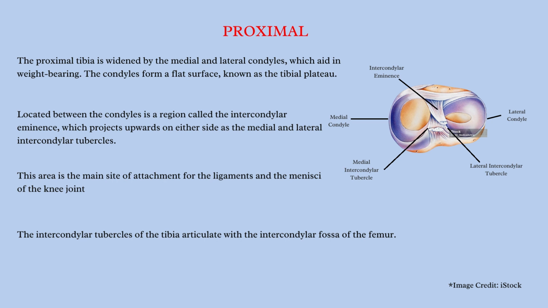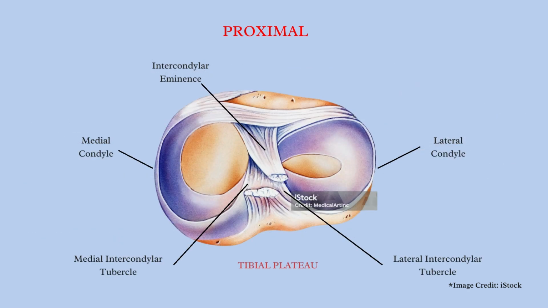Located between the condyles is a region called the intercondylar eminence, which projects upwards on either side as the medial and lateral intercondylar tubercles. This area is the main site of attachment for ligaments and the menisci of the knee joint. The intercondylar tubercles of the tibia articulate with the intercondylar fossa of the femur. This figure explains the structures present in the tibial plateau: the intercondylar eminence, the medial condyle, the medial intercondylar tubercle, the lateral intercondylar tubercle, and the lateral condyle.